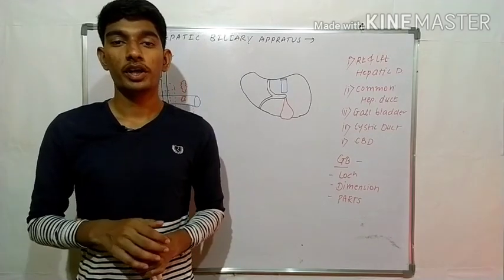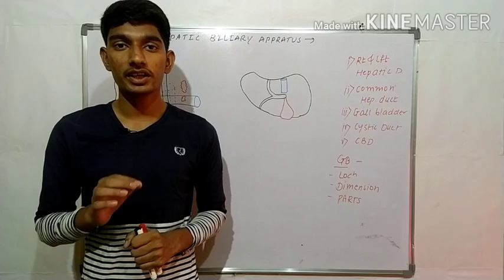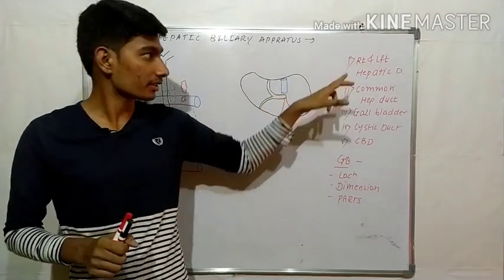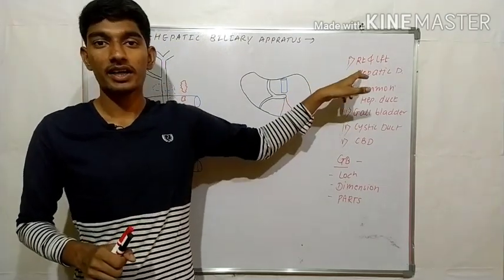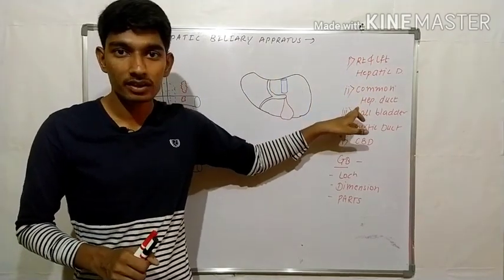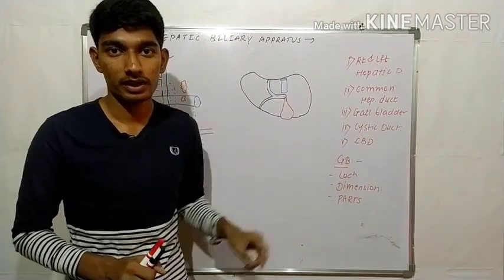Hello everyone, welcome to another topic, that is extrahepatic biliary apparatus. This extrahepatic biliary apparatus consists of various structures that I have written here, that is right and left hepatic duct, then common hepatic duct, gallbladder, cystic duct and common bile duct.